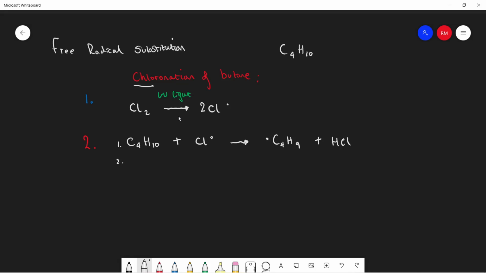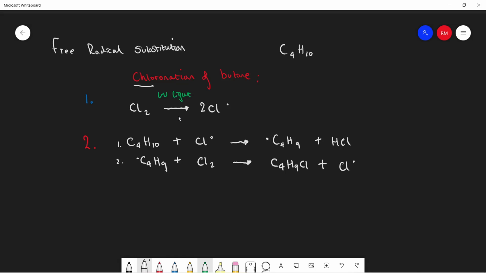Part two, we're going to have our intermediate, our radical here, and we're going to react it with another chlorine. It's going to bump into another chlorine, and here we're going to form our desired product of chlorobutane, C4H9Cl, and the second product of this reaction is going to be our remaining chlorine radical.